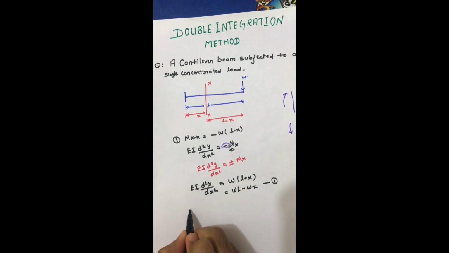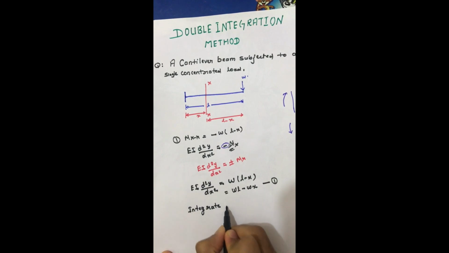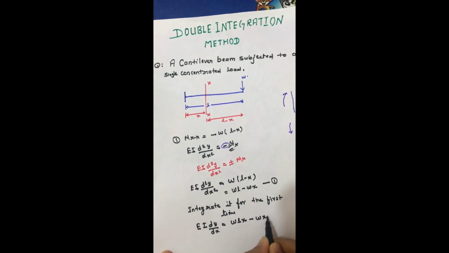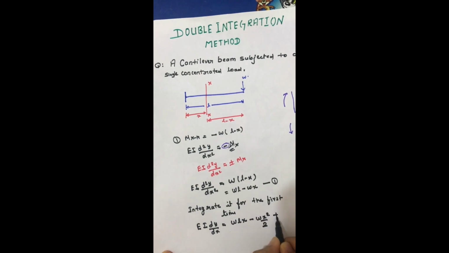Now integrate it for the first time. We will get E into I dy by dx is equal to w into L into x minus w into x square by 2 plus c1.